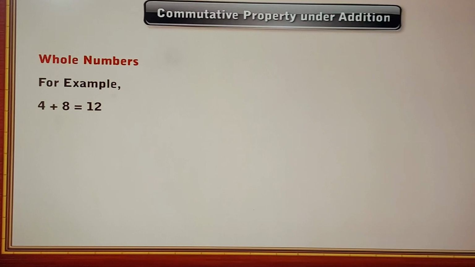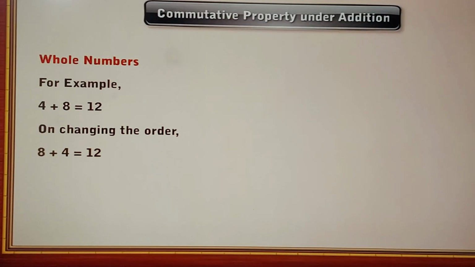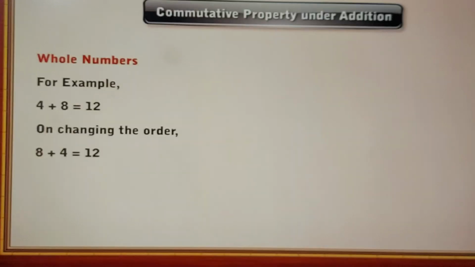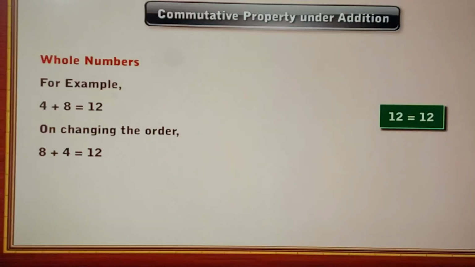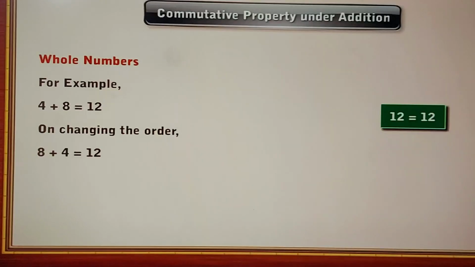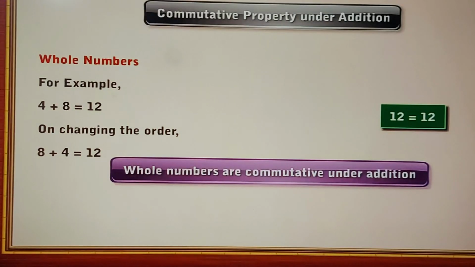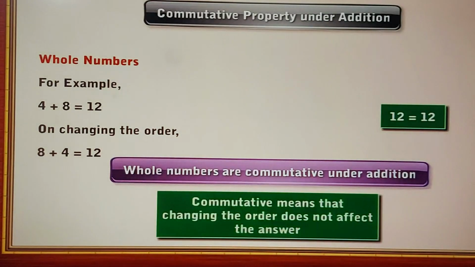When we add 4 and 8, we get 12. On changing the order, we get 8 plus 4 is equal to 12. As we see, on changing the order of numbers, the result, that is 12, is the same. So whole numbers are commutative under addition.